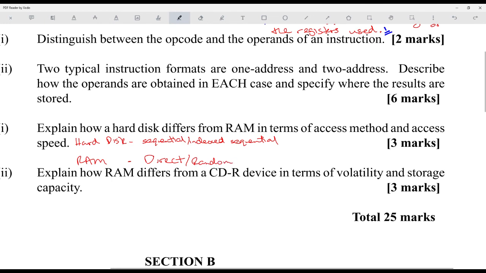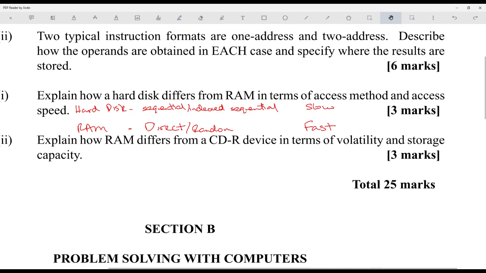Access speed for a hard drive is slow, and for RAM is fast. 3 marks. Yeah, I really don't think they want too much more than that, even though it's an explain question. They're really checking to see if you can see that the hard drive is a lot slower, and how you access data from a hard drive, usually sequential or index sequential, and RAM is very direct.